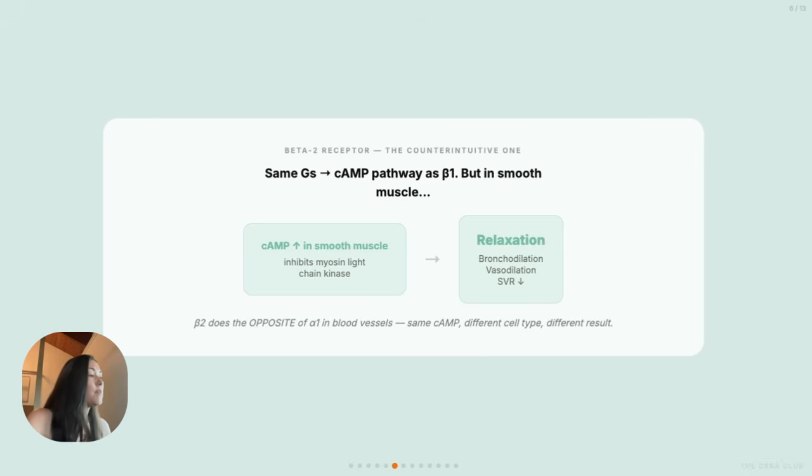Less kinase activity means that the smooth muscle relaxes, causes bronchodilation, peripheral vasodilation, and SVR goes down. So beta-2 does the opposite of alpha-1 in the blood vessels, even though they share parts of the same signaling pathway. The difference is the cell type and what the downstream proteins do with that cyclic AMP signal. Remember, I just said cyclic AMP can have different effects depending on where it is. That distinction is very important, but that will definitely trip people up.